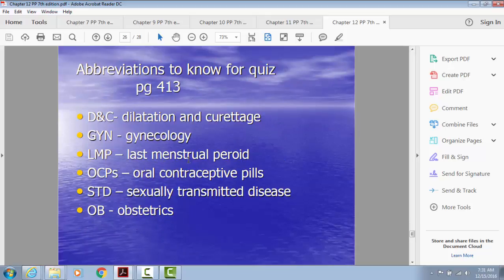Abbreviations you need to know are on page 413. D&C for dilatation and curettage. GYN, which means gynecology, or the study of the female reproductive tract. LMP, which means last menstrual period. OCPs, oral contraceptive pills. STD, sexually transmitted disease, and OB, obstetrics.